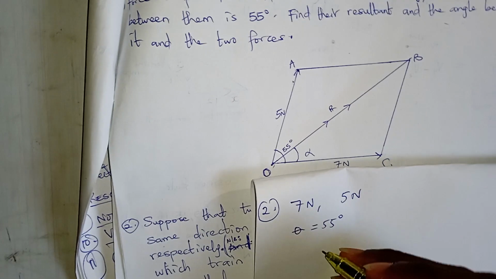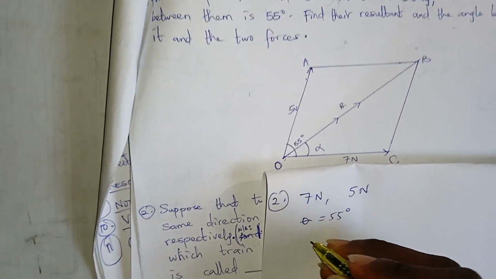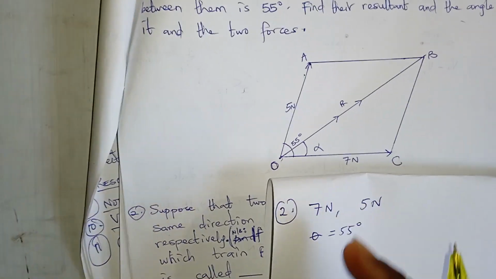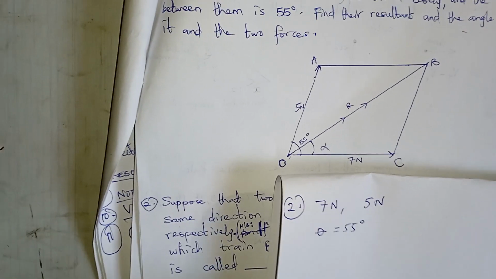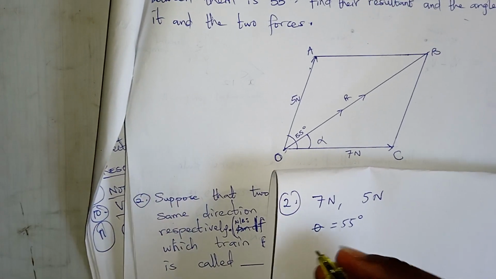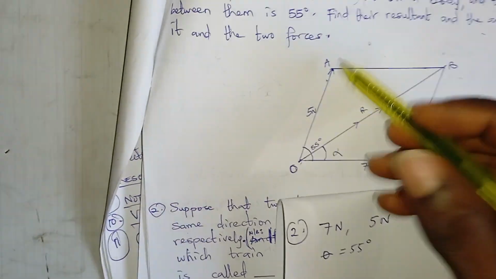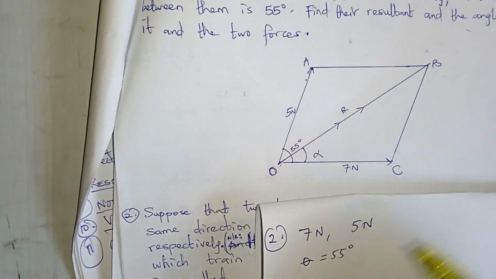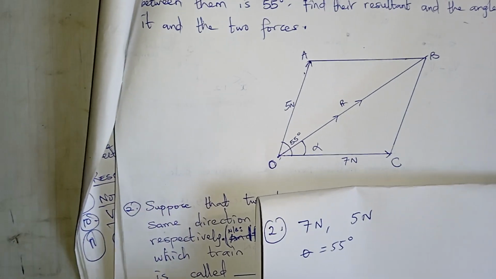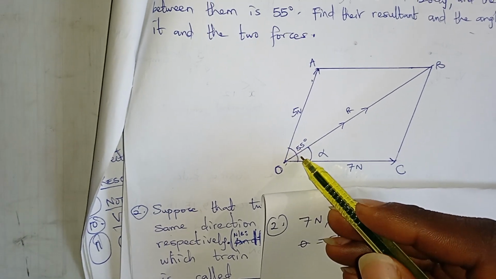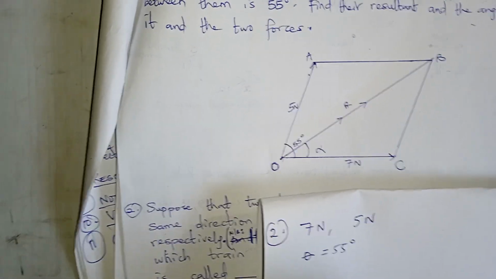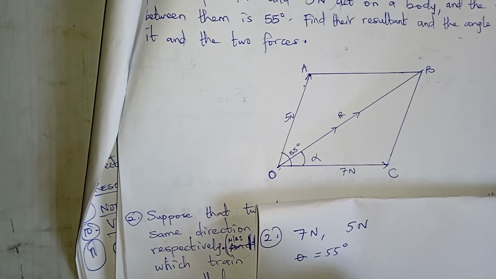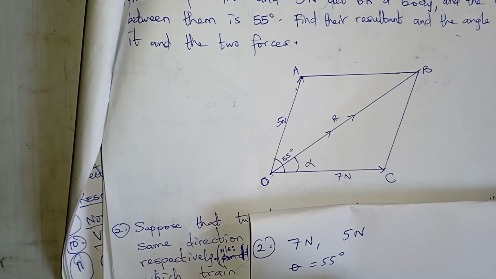Whenever it has to do with a parallelogram, the best way to go about finding your resultant, because you can see that this 55 degrees is less than 90 degrees. They can tell you find the acute angle, but this way they give us the acute angle. Acute angles are angles below 90 degrees. Whenever the angle is below 90 degrees, you use cosine rule. Whenever it's equal to 90 degrees, you use Pythagoras.